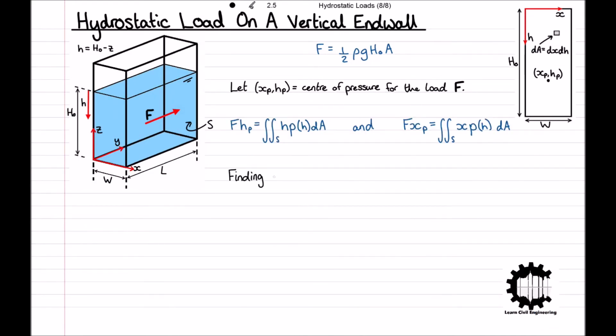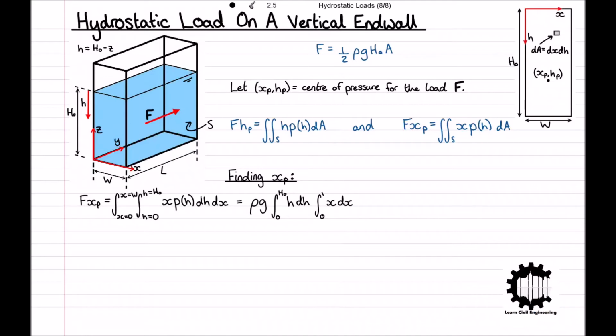Starting with finding xp first, we can express this equation as the integral of x times p with respect to h from h equals 0 to h equals h naught, all integrated with respect to x from x equals 0 to x equals w. Substituting our pressure distribution in for p and factoring the constants rho g out of the integral, we have rho g times the integral of h with respect to h from 0 to h naught times by the integral of x with respect to x from 0 to w.